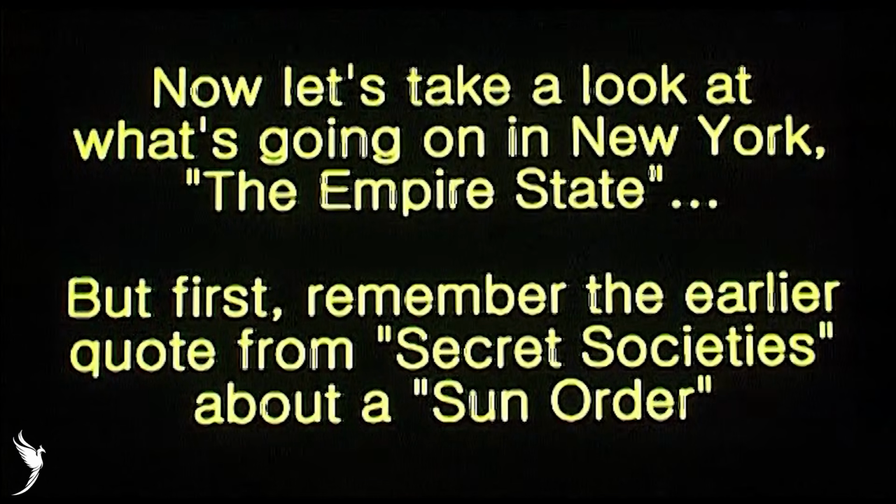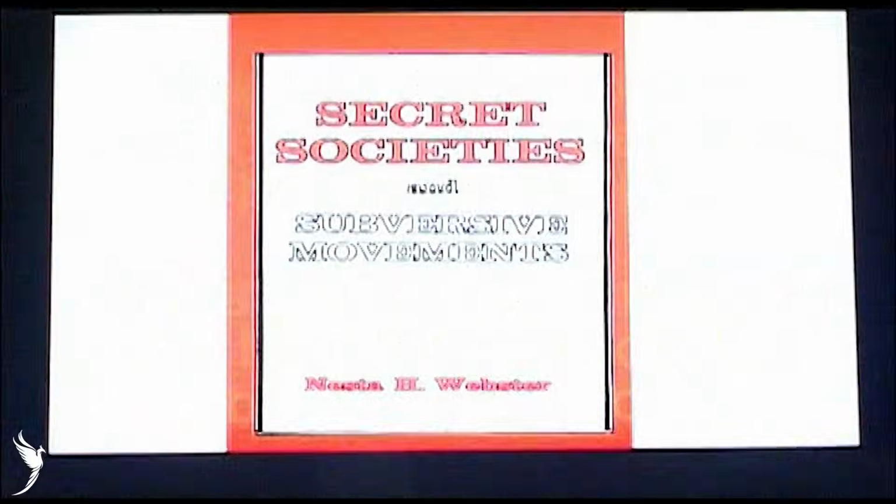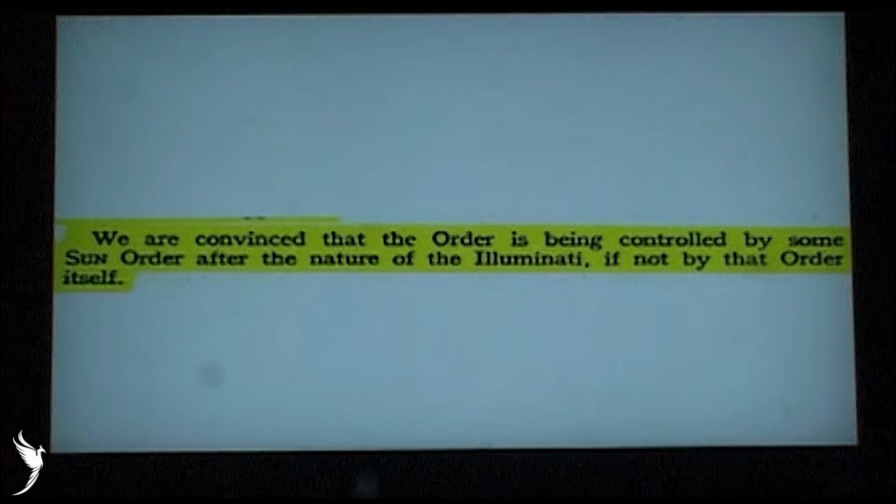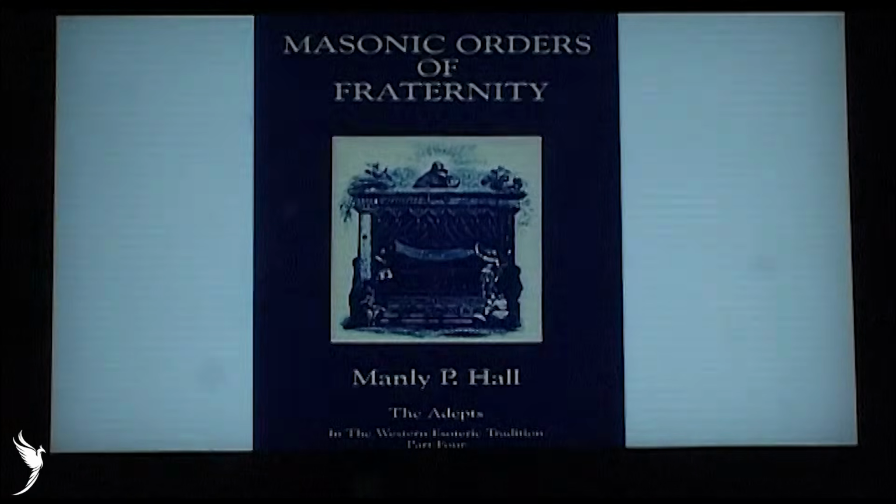But first remember the earlier quote in Secret Societies about a sun order. Nesta Webster talked about it, the lady said, I have been convinced that we as an order have come under the power of some very evil occult order, profoundly versed in science, both occult and otherwise, though not infallible, their methods being black magic. And then she concludes by saying, we are convinced that the order, this is Stella Matutina, or the Order of the Golden Dawn, is being controlled by some sun order after the nature of the Illuminati, if not by that order itself.